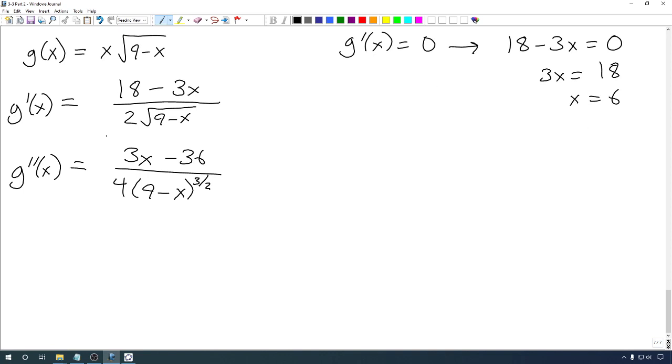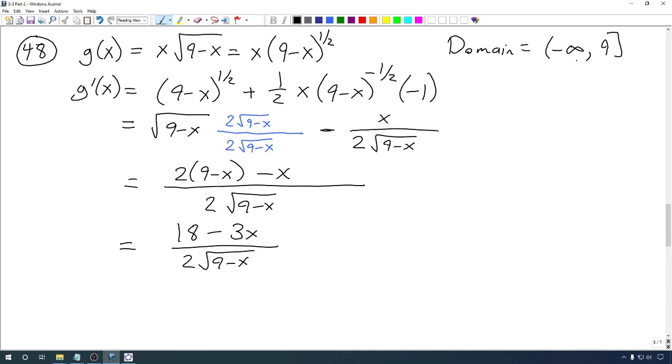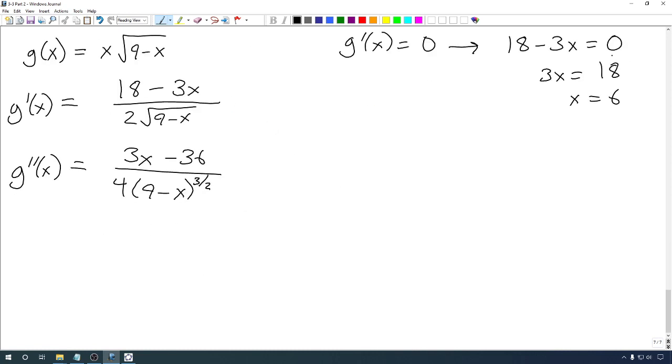If we think about where the first derivative doesn't exist, it doesn't exist when there's a negative under the square root or when there's a 0 on the bottom. That happens whenever we're at 9 or larger. So it doesn't exist at x greater than or equal to 9, but since x greater than 9 is not in the domain, remember our domain was only from -infinity to 9, we don't have to consider those at all, and we also don't consider critical points that end up at the endpoints of the domain. So actually, this is our only critical point.